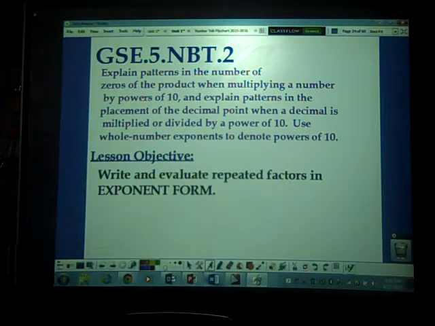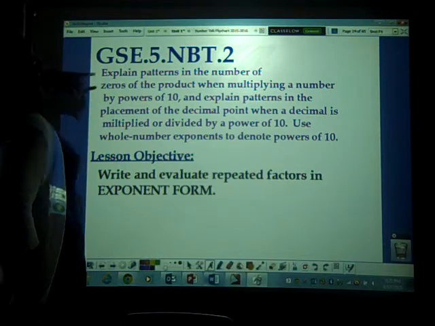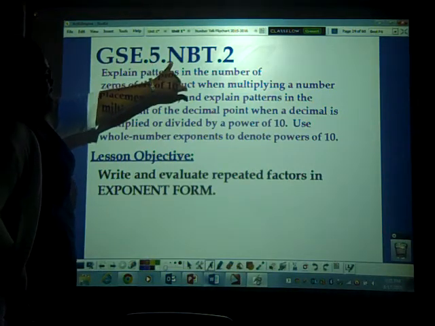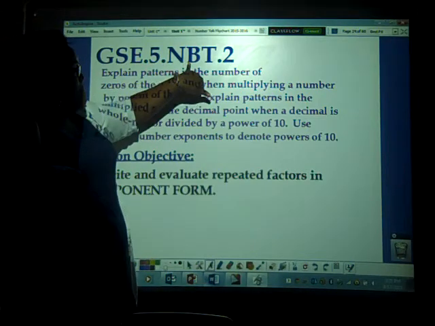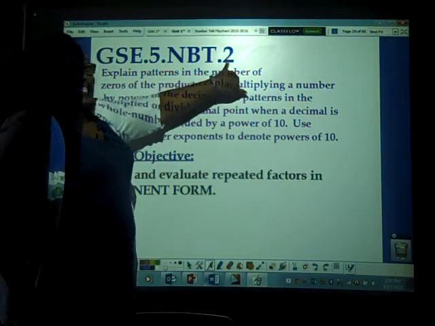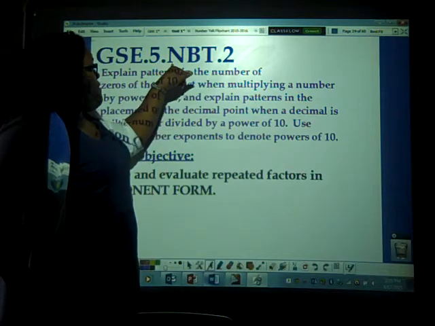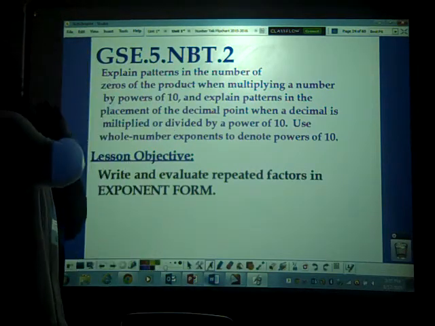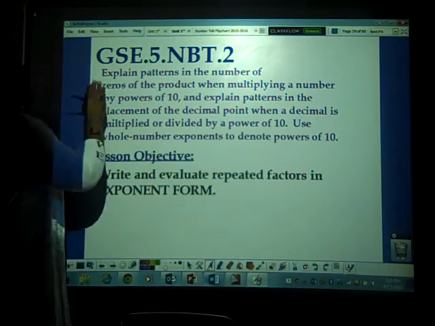Right, fifth graders, we are starting a new standard. We have Georgia Standards of Excellence, fifth grade, numbers and operations in base 10. And this is the second standard in the domain of numbers and operations in base 10. This standard says, remember, you do not have to copy this down.